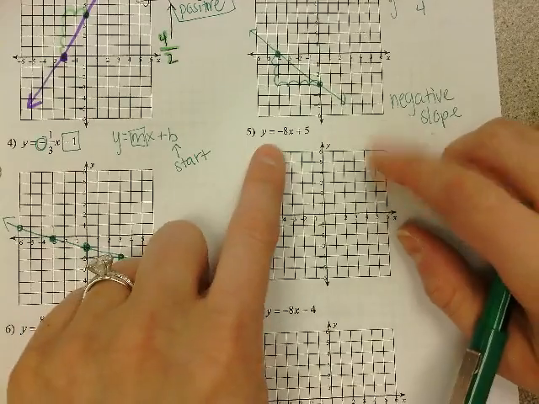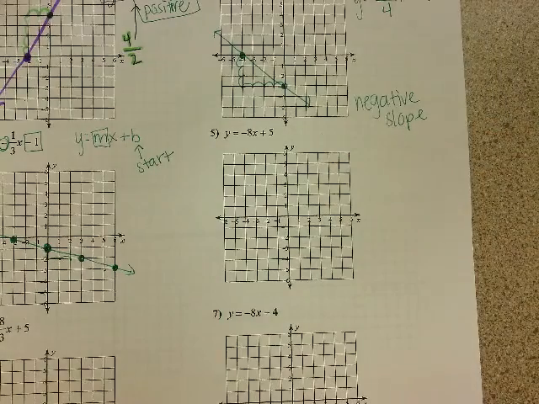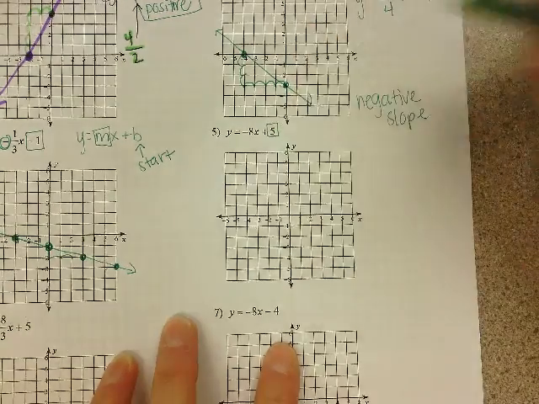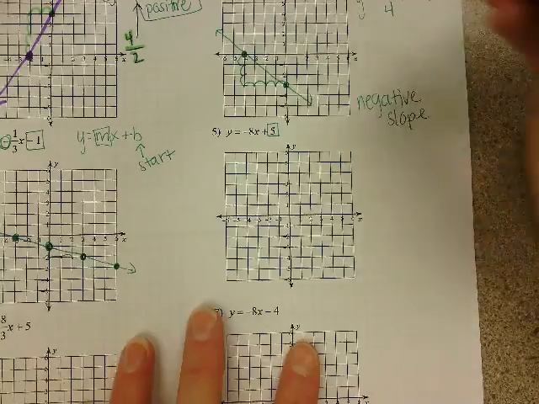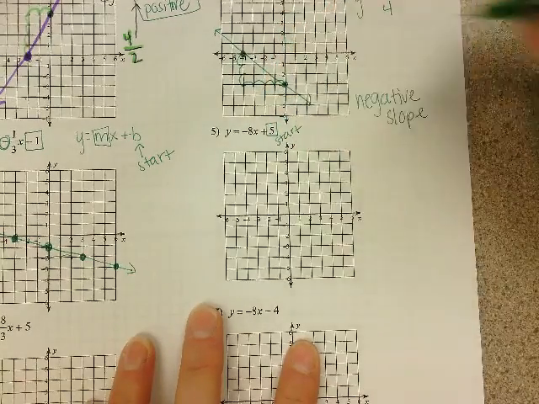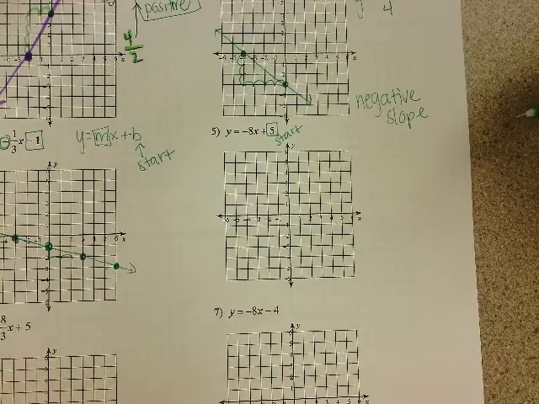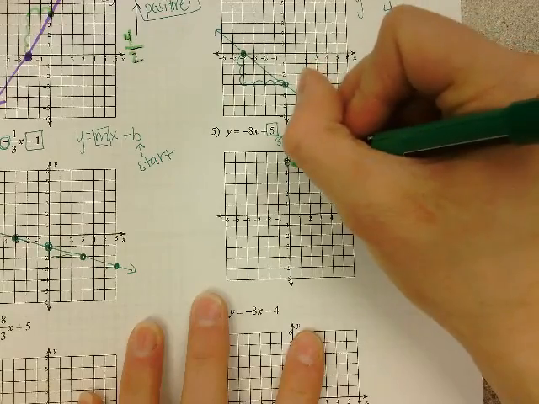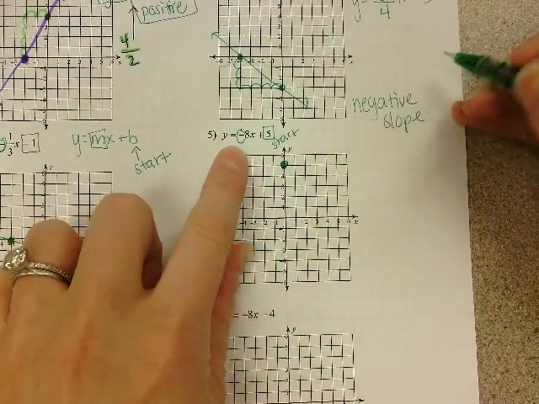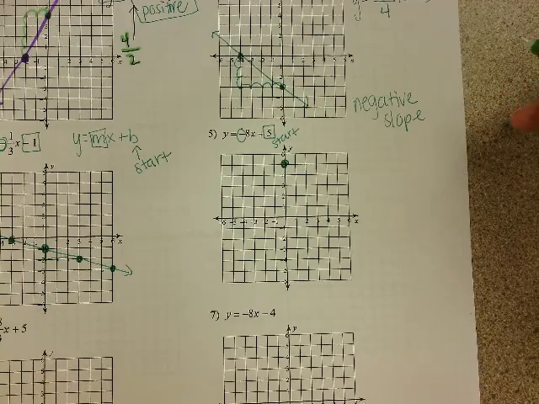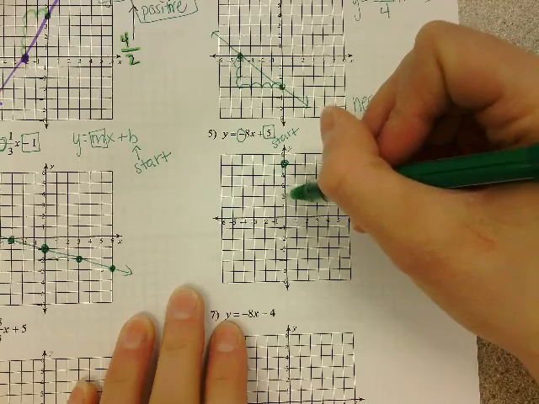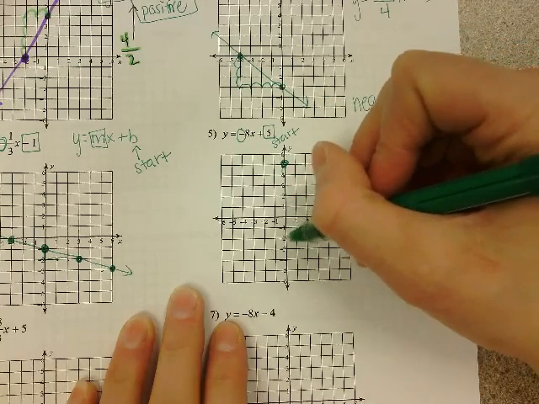Let's try the next one. Okay, where do I start this line? At 5. I start at positive 5. So is that on the x-axis or y-axis? The y, right? Because that's the y-intercept. All right, my slope is negative, so that means, do I go up or do I go down? Down. So I'm going to go down 8. 1, 2, 3, 4, 5, 6, 7, 8.